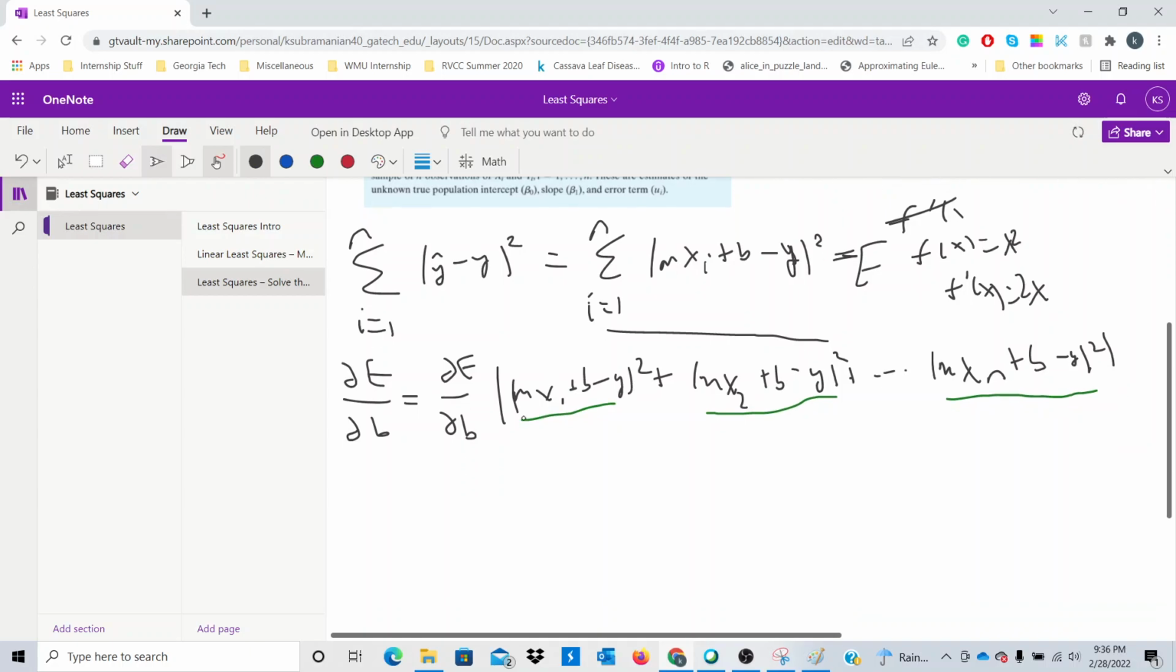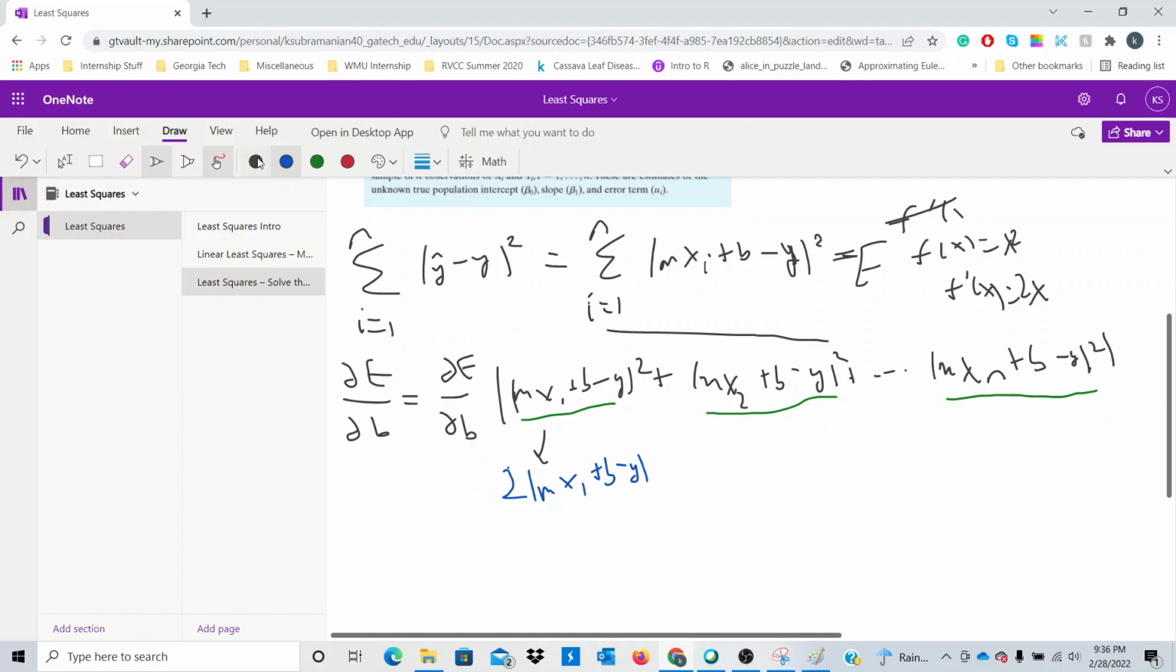What we'll see here is that in this term, for example, the partial derivative will become, by the chain rule, we work on the outside, so you'll have 2 times (mx1 plus b minus y). And now we have to differentiate this inside part, mx1 plus b minus y, with respect to b. But the thing is, m is a constant, x1 is a constant, y is going to be a constant.